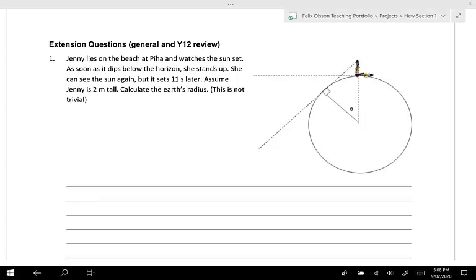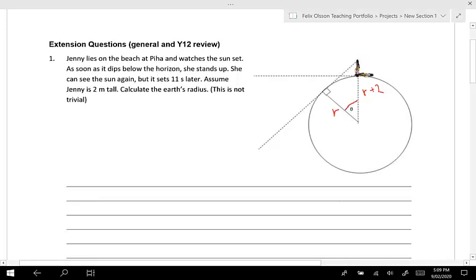Okay, so the first thing here is to label the diagram, and we have a distance r here. That's the radius of the Earth, that's what we're trying to find. And she's 2 meters tall, so the hypotenuse of this triangle is r plus 2. Now we have two sides of a right triangle. The other thing we need to know is this angle here, theta.